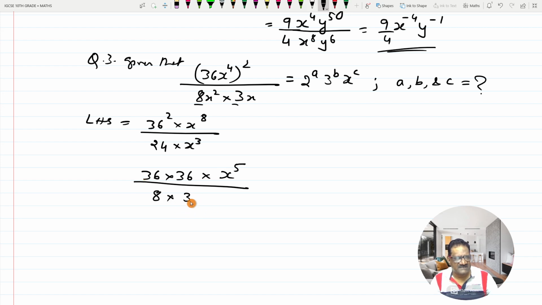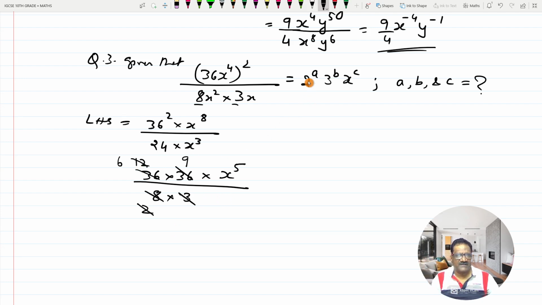So let us see what can be done. Now 3 and 36 will be cutting and I'll get a 12 over here. And what else can be done is, okay, this 4 into 2 is 8 and 4 into 9 is 36, right? And then 2 into 6 is 12 and 6 nines are 63. Okay, 6 nines are 63. I'm getting 63 into x raised to 5, right?